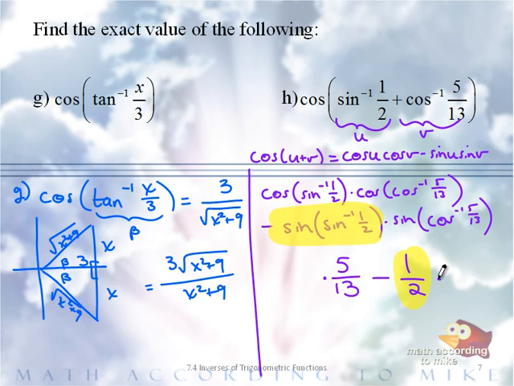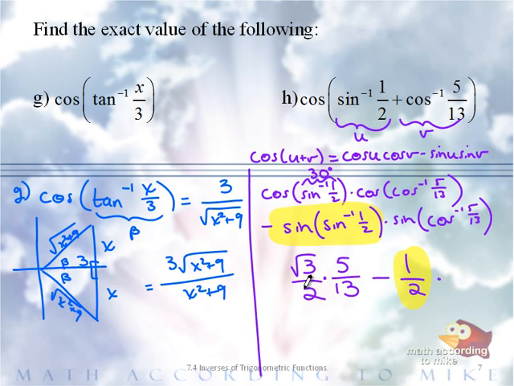But now we have to figure out the cosine of sine inverse of 1/2 and the sine of cosine inverse of 5/13. All right, what's the cosine of sine inverse of 1/2? Well, sine inverse returns from negative pi over 2 to pi over 2. So the sine of what angle between negative pi over 2 and pi over 2 is 1/2? 30 degrees. So the sine inverse of 1/2 is 30 degrees. So what's the cosine of 30 degrees? Square root 3 over 2.